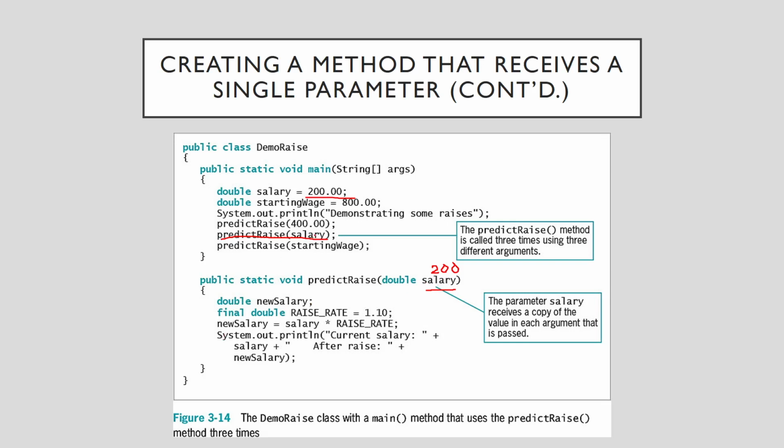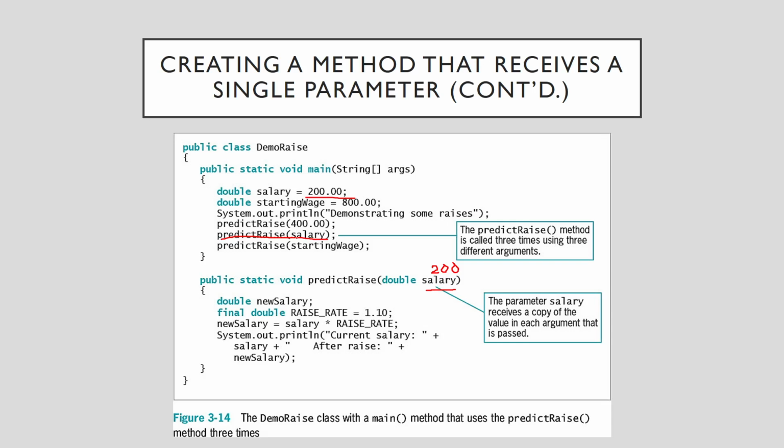And this salary variable here is different from the one here, but of the same value, right? So it's different from here. This just receives a copy of the value in the argument, which is passed in the method call predict raise.